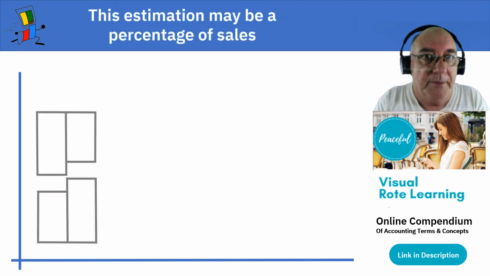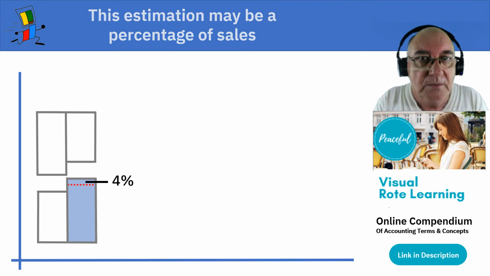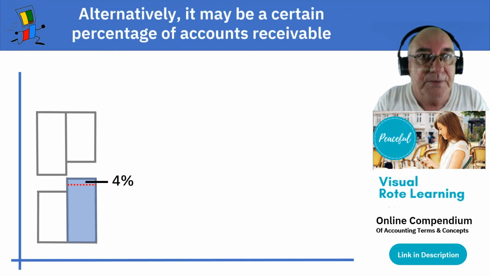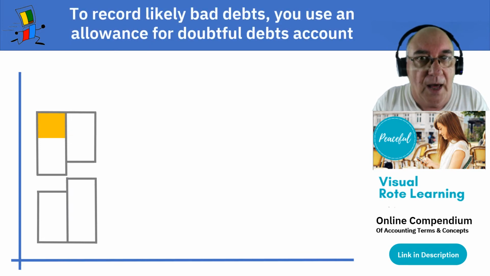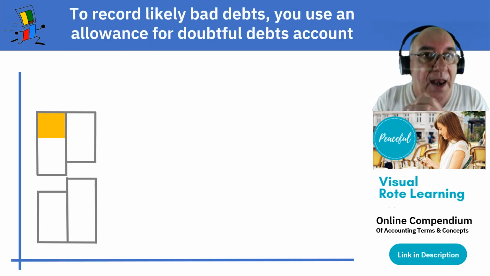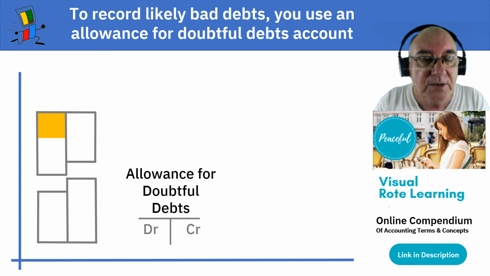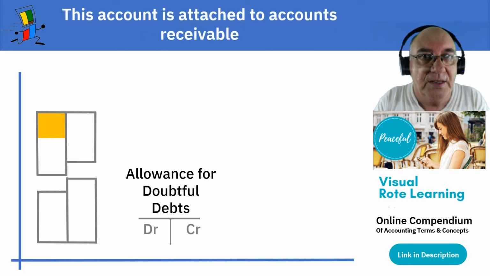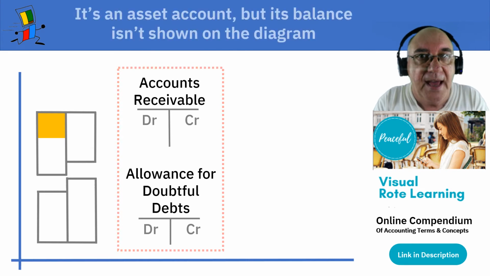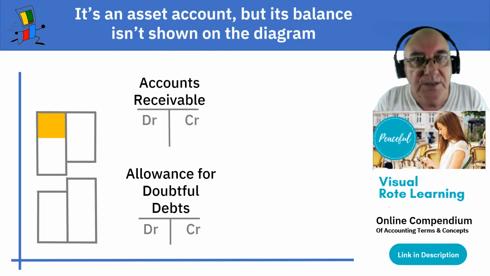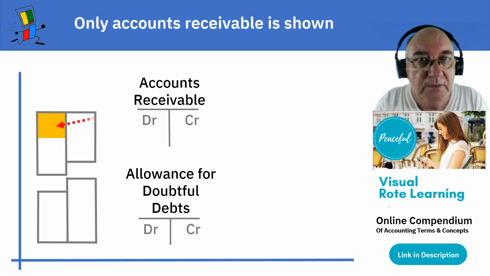This estimation may be a certain percentage of sales. Alternatively, it can be a certain percentage of accounts receivable. To record likely bad debts, you use an allowance for doubtful debts account. This account is attached to accounts receivable. It's an asset account, but its balance isn't shown on the diagram. Only accounts receivable is shown.